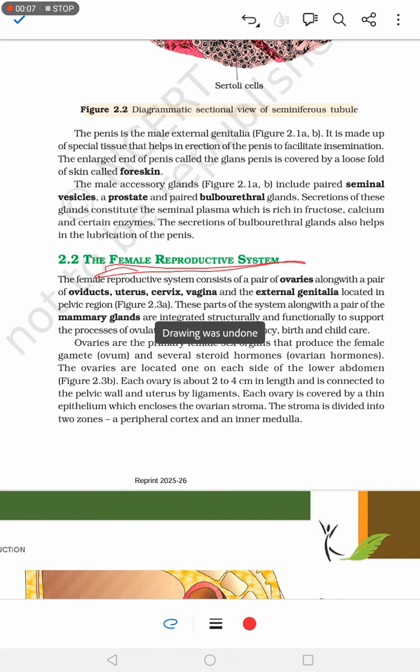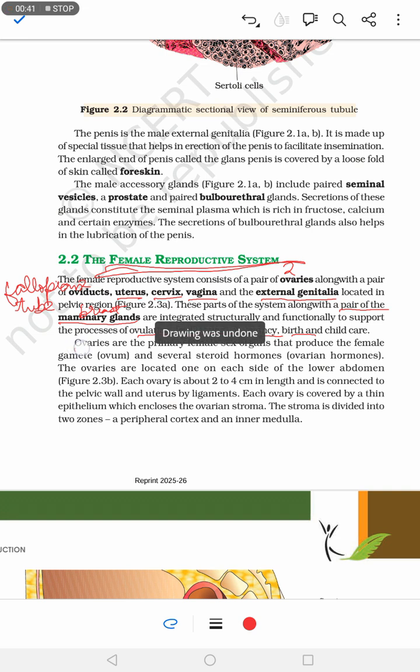Okay, so the female reproductive system consists of a pair of ovaries, that is two ovaries, two oviducts or the fallopian tubes, one uterus, cervix, vagina, and external genitalia. Along with that, there is a pair of mammary glands or the breast tissue, and these all together help in the process of ovulation, fertilization, pregnancy, childbirth, everything.